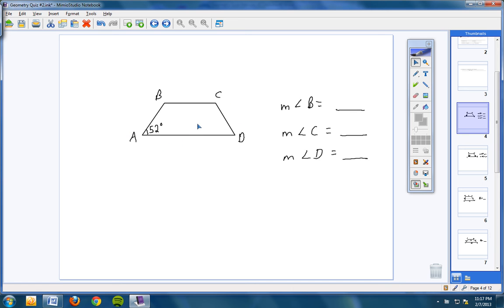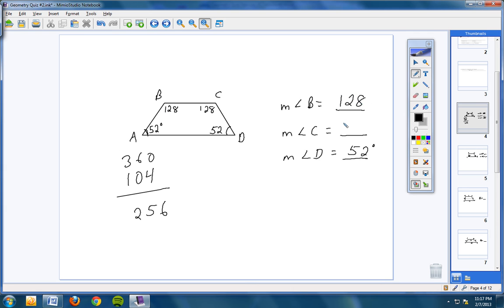It said find the three missing angles. I told you it was an isosceles trapezoid. Whenever you have an isosceles trapezoid, you know that the base angles are congruent, so angle D would be 52 degrees. Then 52 plus 52 is 104, and all four angles have to add up to 360, so that leaves 256 for these two angles. So one angle is 128, and the other angle is 128, because these angles up here also have to be congruent when you have an isosceles trapezoid. So there's the answers.